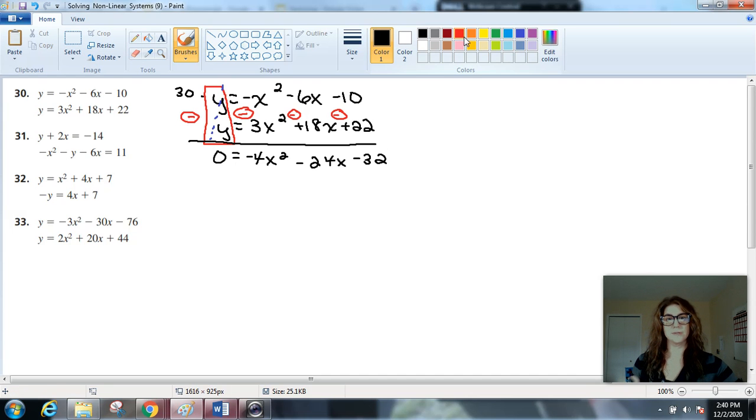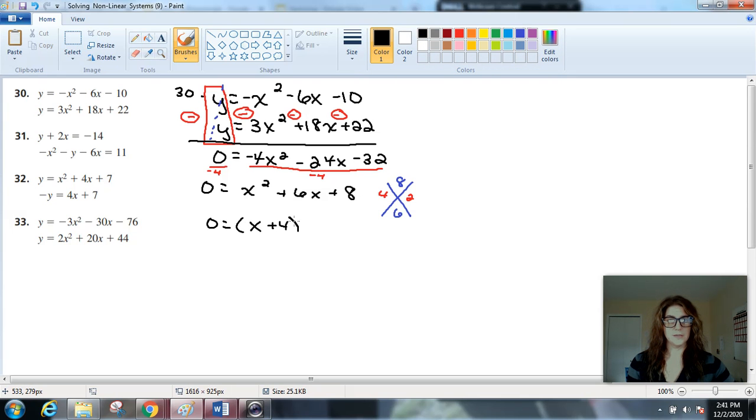Now, I look at all these numbers. I notice they're all divisible by 4. So I'm going to factor a 4 out, or actually I'm going to divide them all by 4. I'm going to do a -4 because that's what they're all divisible by. Okay, and now I get to this point, x squared plus 6x plus 8. That's easy enough for me to factor. I can find factors of 8 that add to 6 real easily. They're 4 and 2. And then since this is a 1 as my leading coefficient, I know I can simply factor it to x plus 4 and x plus 2.